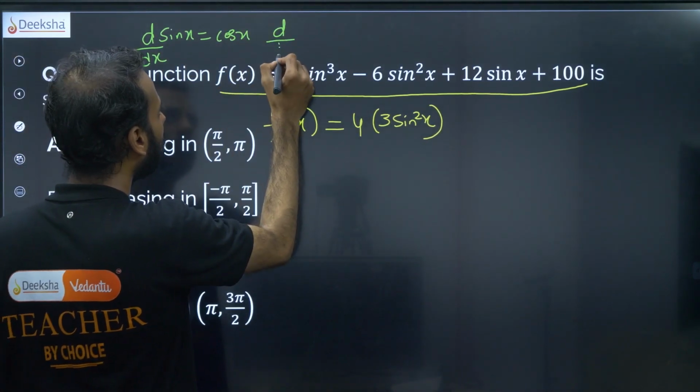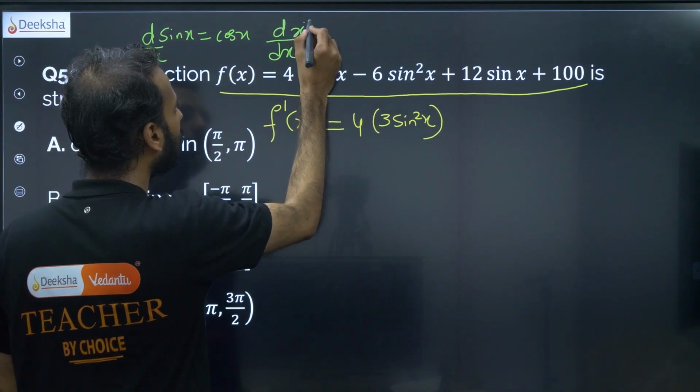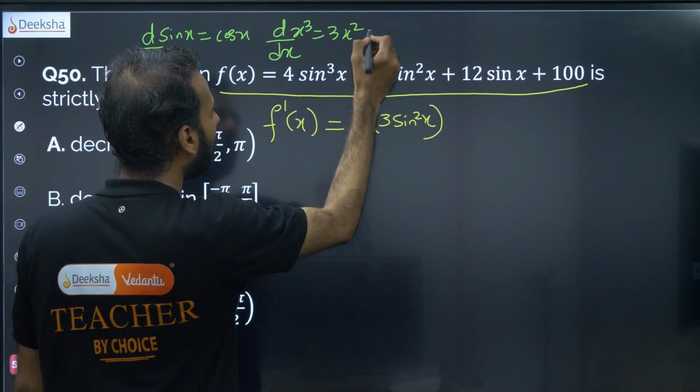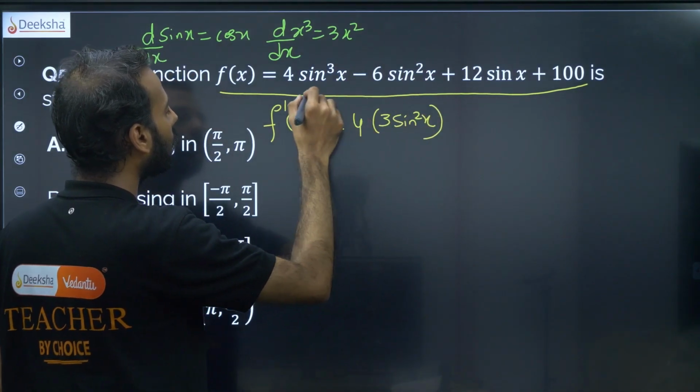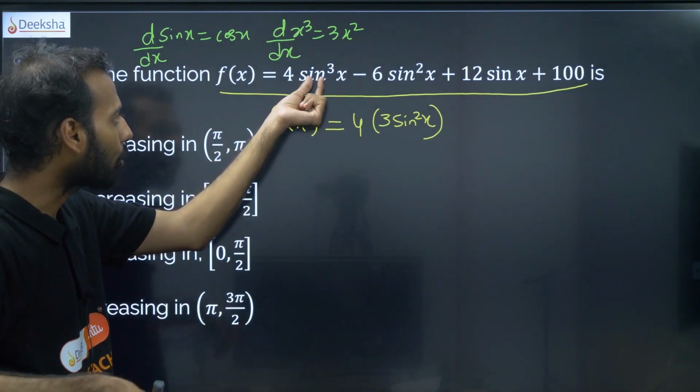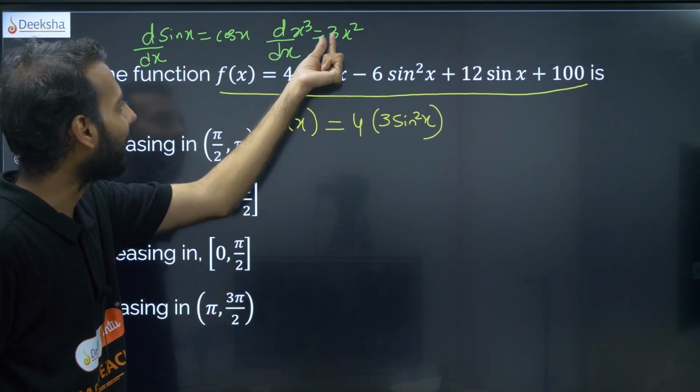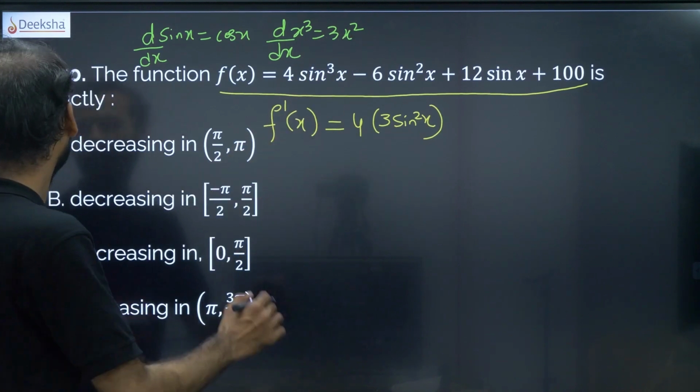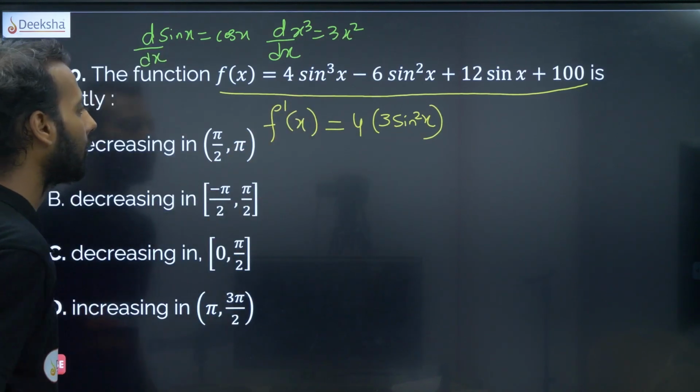d by dx of x cube is 3x square. Next, d by dx of... so all formulas you have to remember. If you observe here, sine is composed in a cube function, so that's why 3 into that square, 3 sine square x. So I hope everyone knows differentiation very well.